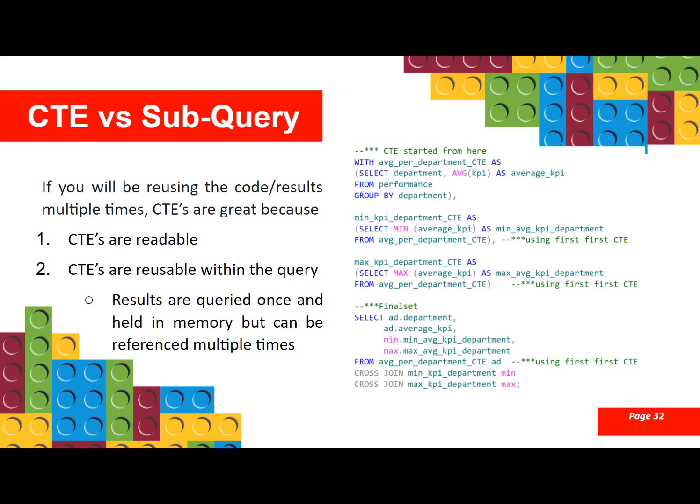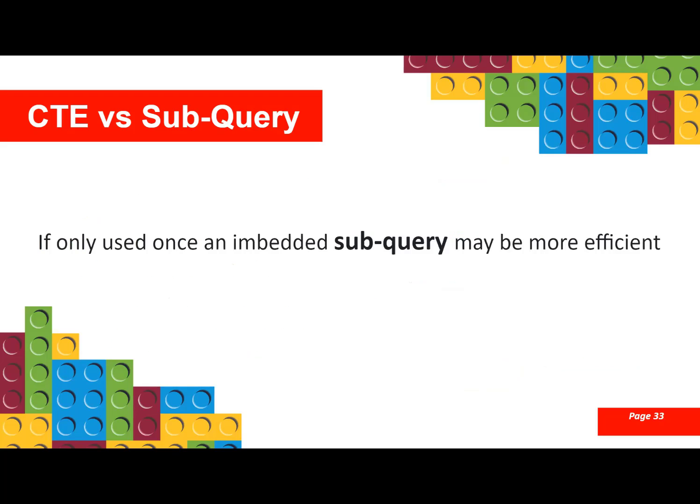If you will be reusing the codes or result multiple times, CTE are great because they are readable. You have that set, you have blocks, and you can reuse it within a query many times, as many as you want. Like on the right hand side, that's an example of the CTE. It create a readability, and you can reuse it for more than one times in your next query. However, if you use the set of query only once, an embedded subquery might be more efficient.